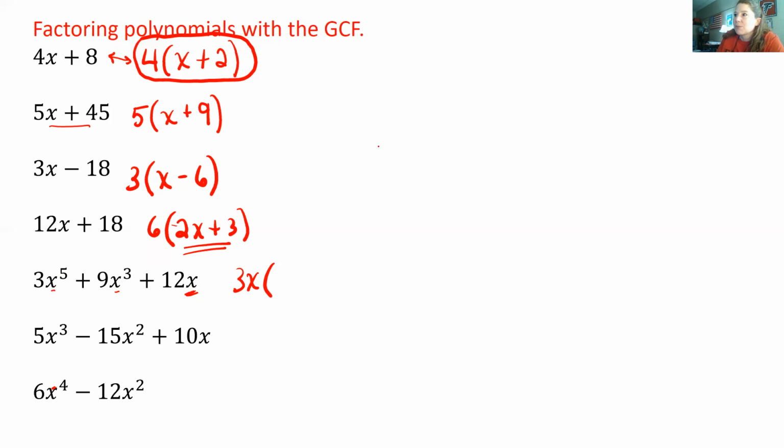So now it's just like we're dividing. Well, that is what we're doing. So 3x to the 5th divided by 3x. 3 divided by 3 is 1, and x to the 5th divided by x to the 1st. So remember, you subtract those exponents, you end up with x to the 4th. 9 divided by 3 is positive 3. x to the 3rd divided by x is x squared. And then 12x divided by 3x is 4. Make sure those numbers in the parentheses do not have any common factors, and they don't. So I think we're good.